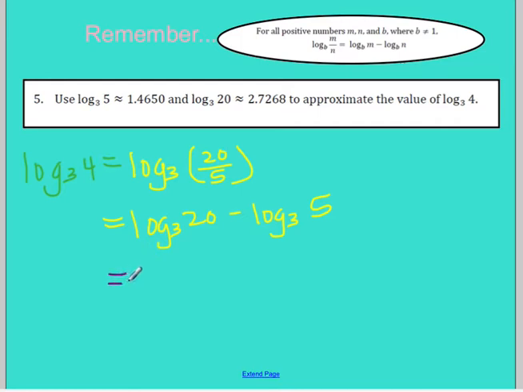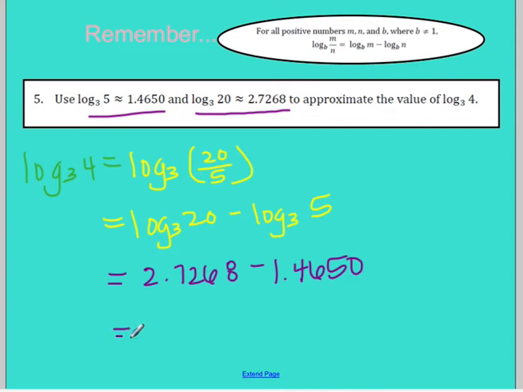And now using the information they gave us, they told me log base 3 of 20 is 2.7268 minus my log base 3 of 5, which is 1.4650. And using your calculator, you would subtract and get 1.2618. So that is how you would simplify that one.